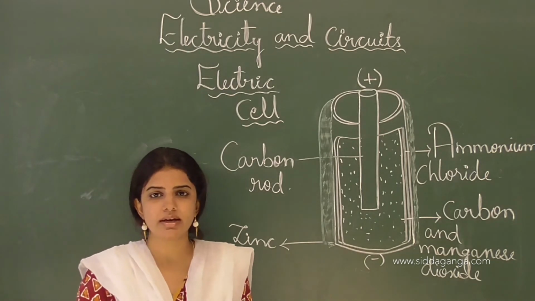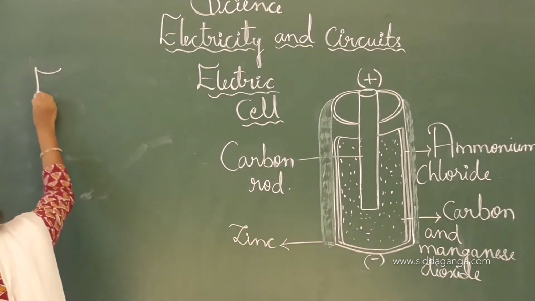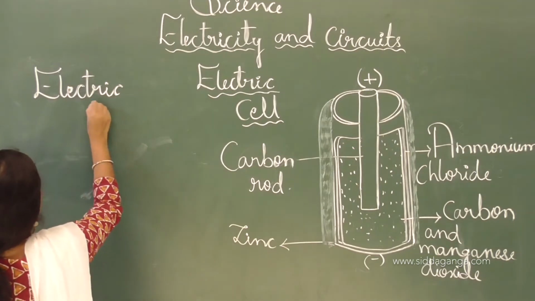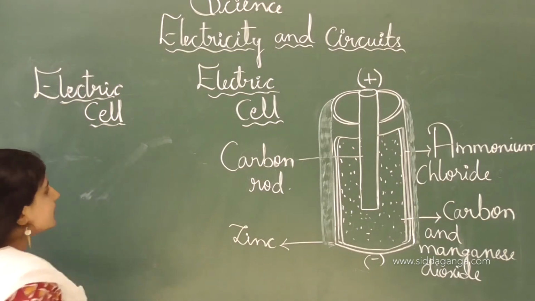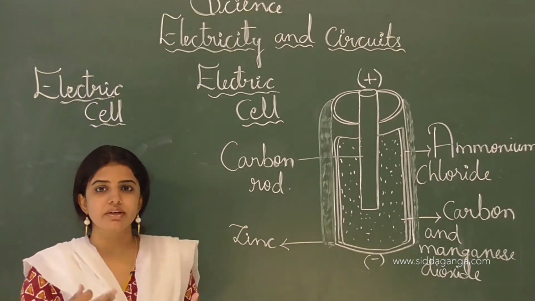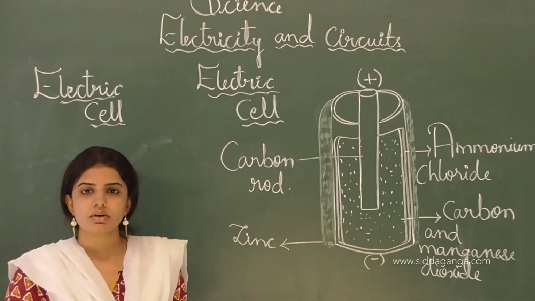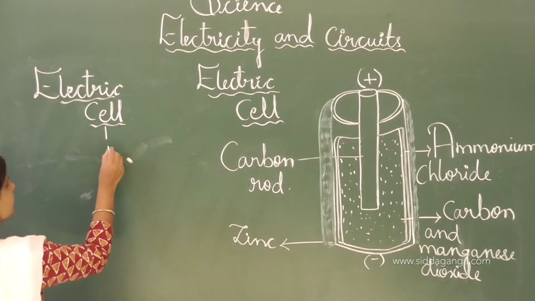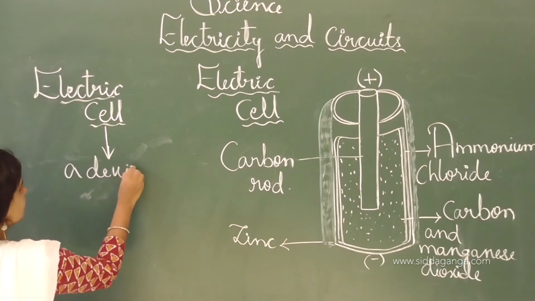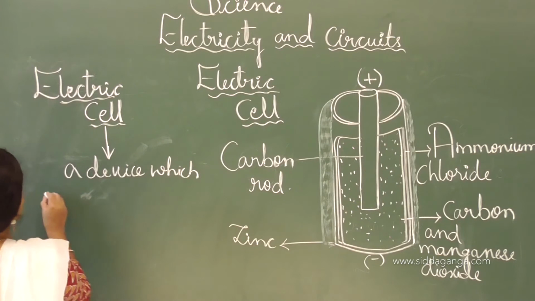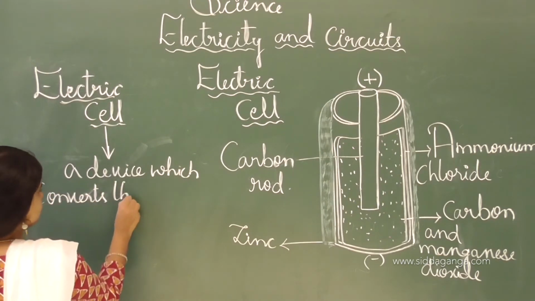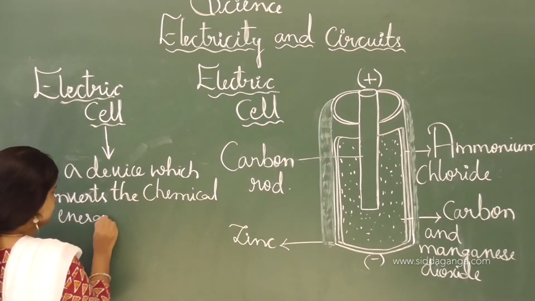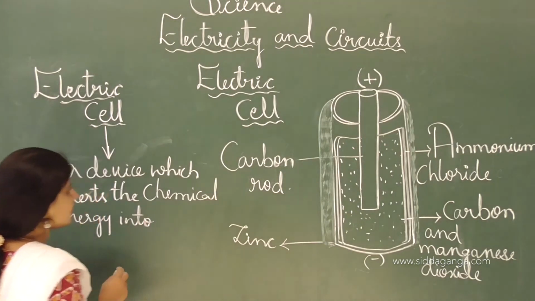In today's class we will learn about the electric cell. As I told you, an electric cell is a device which converts chemical energy into electrical energy.